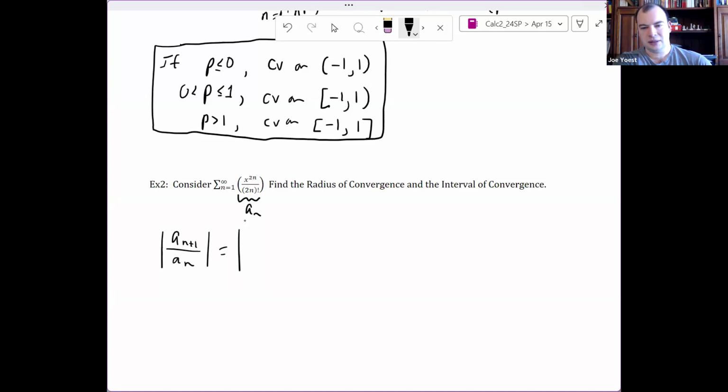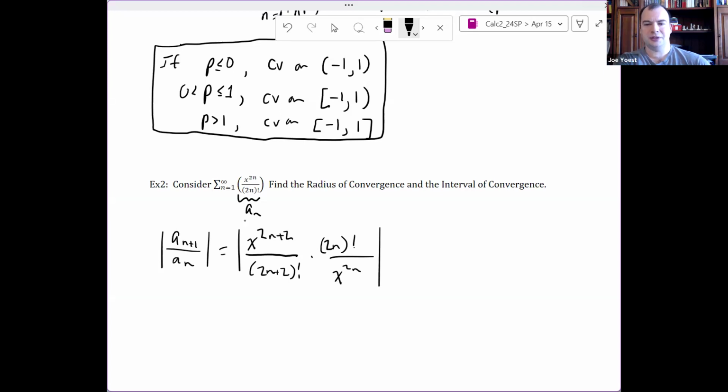This gives me x to the power, let me be careful here, 2 times n plus 1 is 2n plus 2. A little tempting to write just 2n plus 1 up there. Over 2n plus 2 factorial, same thing here. Times 1 over a_n, which is 2n factorial over x to the 2n.